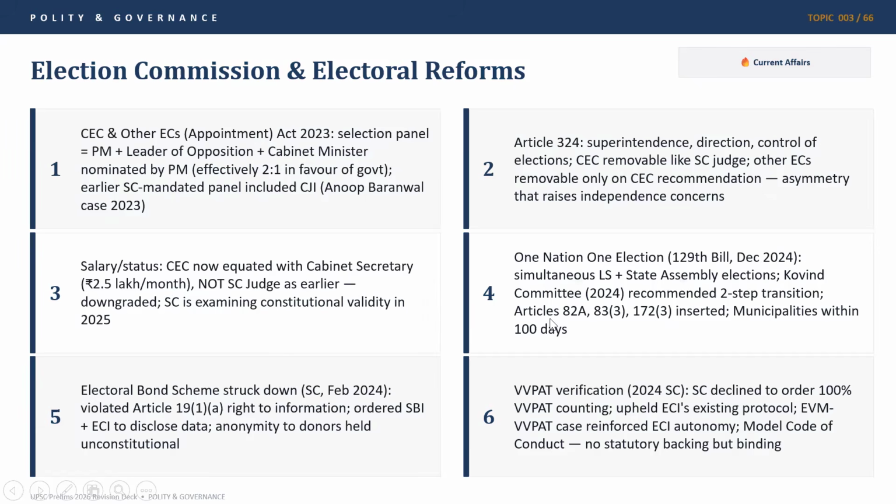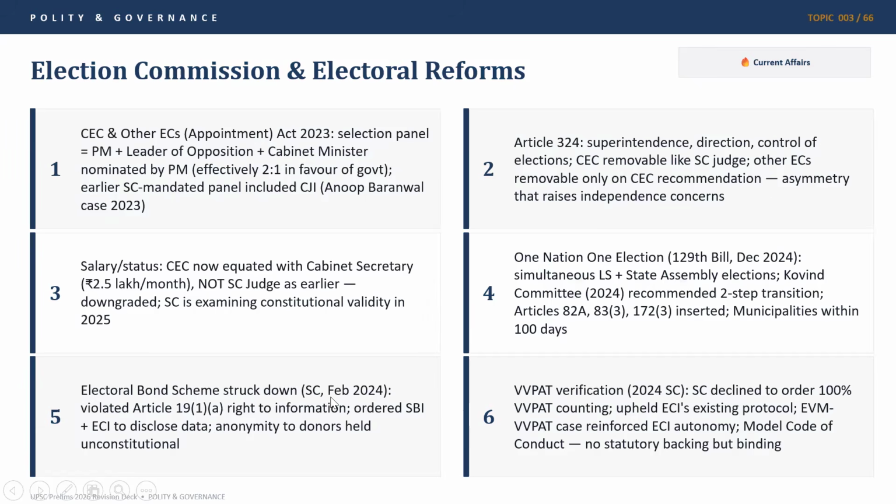The articles which were changed due to it were Articles 82A, 83(3) and 172(3), which were inserted. And municipality elections would need to happen within 100 days of the Lok Sabha and State Assembly elections. So, one nation, one election: Article 82 is related to delimitation. Article 82A is related to one nation, one election. Other articles related to it were Article 83(3), 172(3), and the Kovind Committee was set up for it.